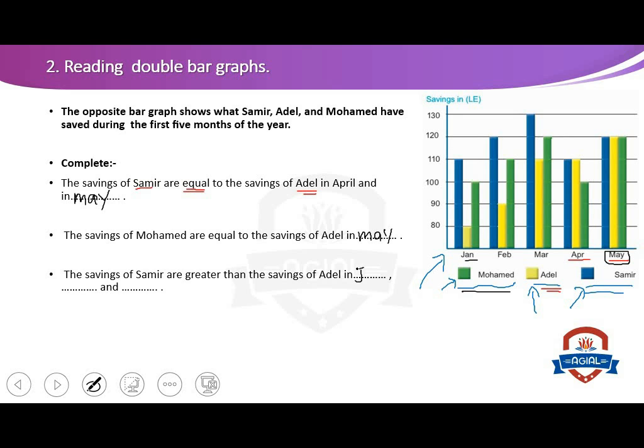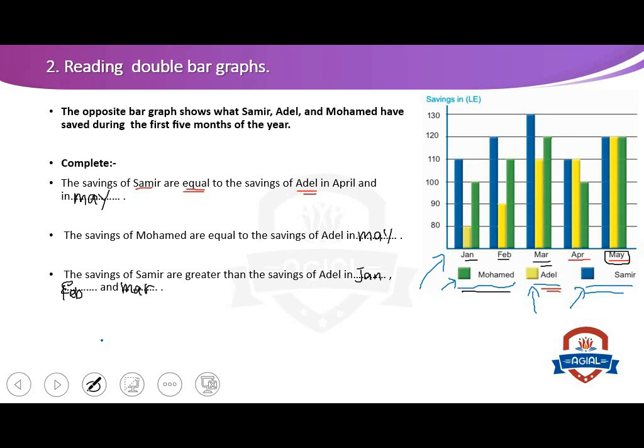In January, the first month, and the second month is February. And we notice that in March the blue bar is also greater than the yellow bar. So the savings of Samir are greater than the savings of Adil in January and February and March.